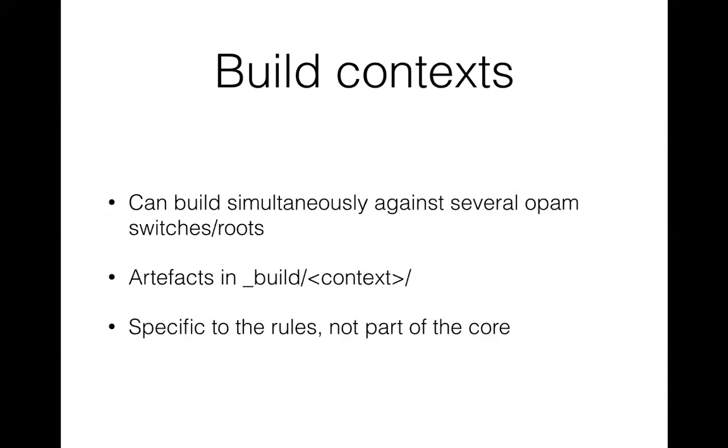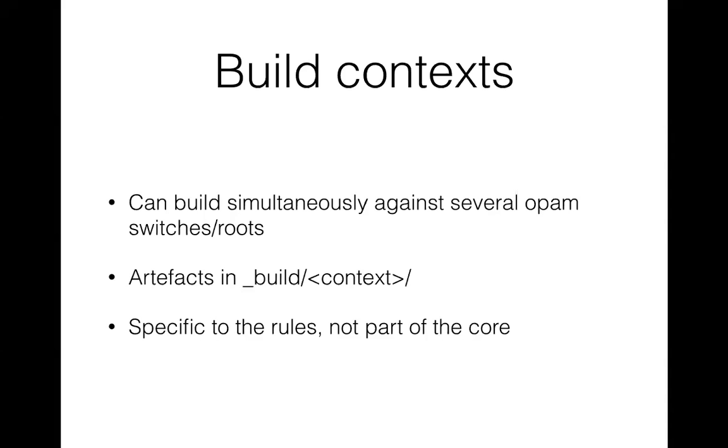And now another thing that is more specific to Jbuilder: build contexts. Basically, in a single run of Jbuilder, you can build against several configurations. Typically, Jbuilder will use OCaml because that's what people use. So what that means is that, for example, you can build the same library and same executable at once against several versions of OCaml. Jbuilder will maintain several trees of artifacts, each built against a different configuration.